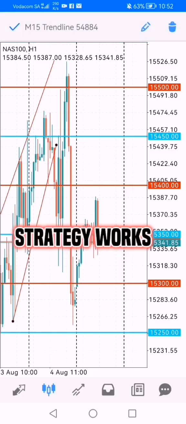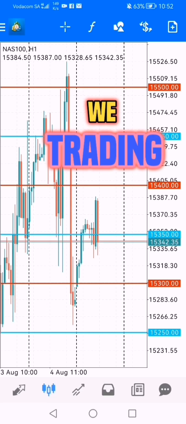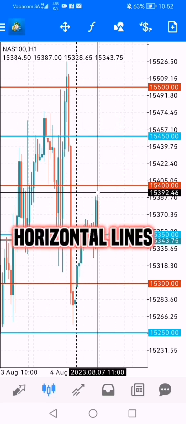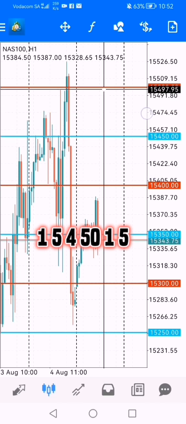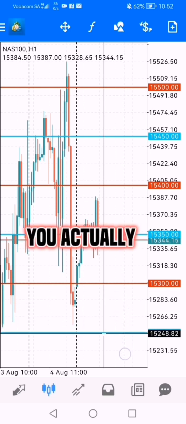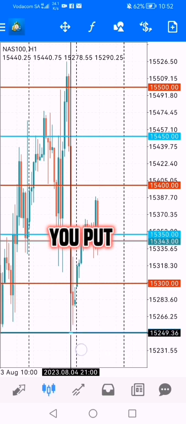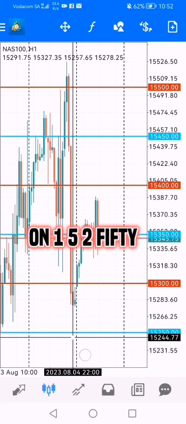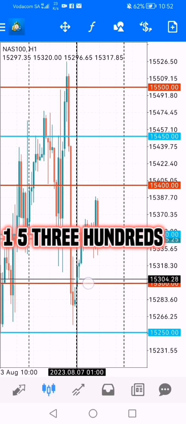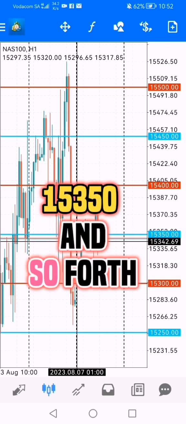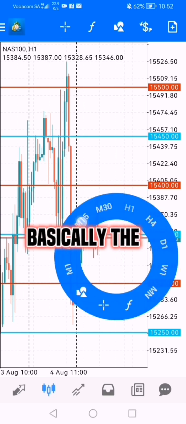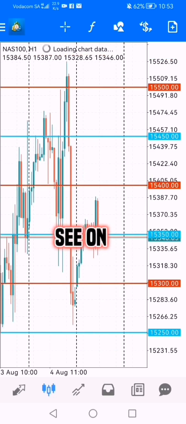Basically, the strategy works on 100 points, trading 100 points daily. So here I have my horizontal lines. It's 154, 50, 155, 100, and so forth. Let's say, for example, you put your line there on 152, 50, and basically you're adding another 100 points, 153, 100, and you're adding another 100 points, 153, 50, and so forth. You catch my drift.